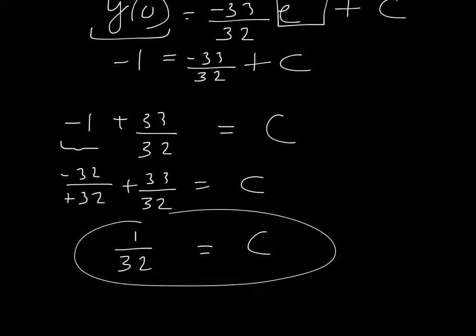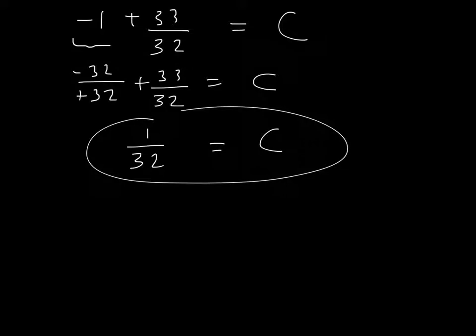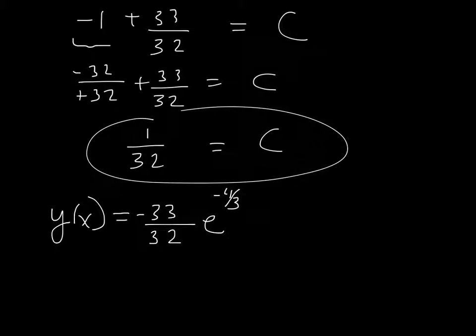So that's our constant. And now we can substitute that back. So we have y of x equals negative 33 over 32 e to the negative 4/3 of x, or we can write it like that if you'd like, plus our constant. And if you notice in your book, the answer is different. They just factored out a 1 over 32. If you do, great. If you don't, it's okay.